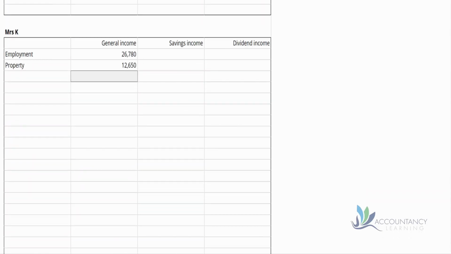K now. So for the general income, we have employment of 26,780 and property is 12,650. We've also got the building society interest of 1,090 and dividend income of 3,870. We can now include the personal allowance, which affects the general income. Remember, when we go through that stacking process to see which band we go into, we need to start off with our income after deducting the personal allowance. So then we can just put in our subtotals.